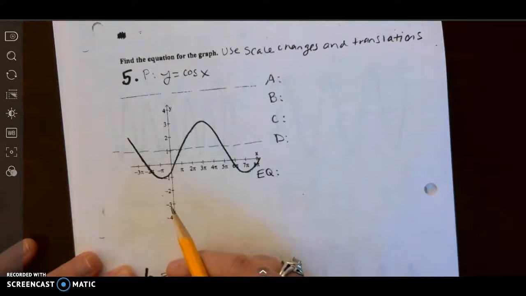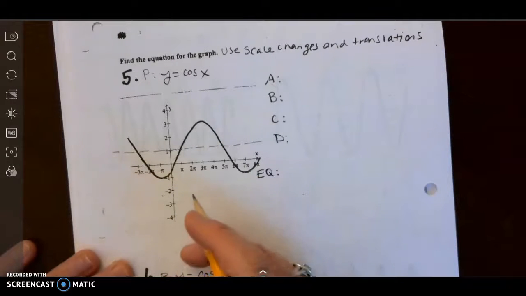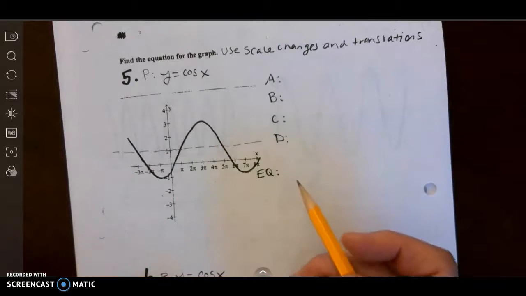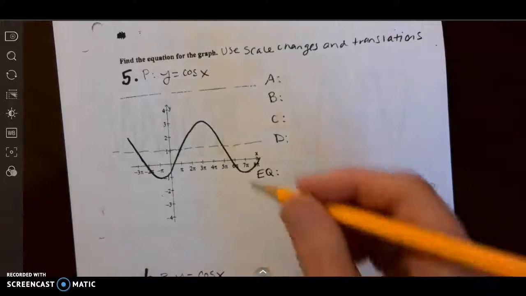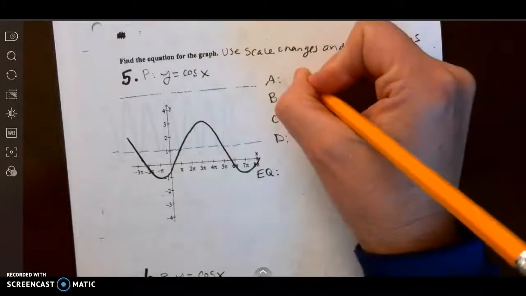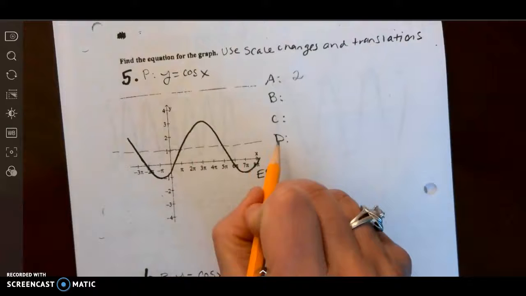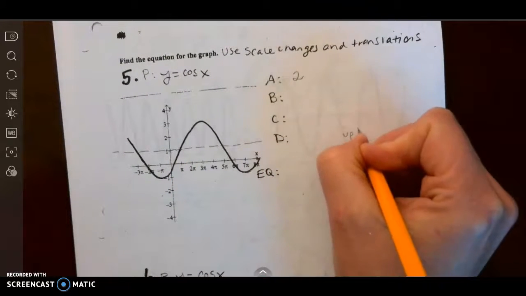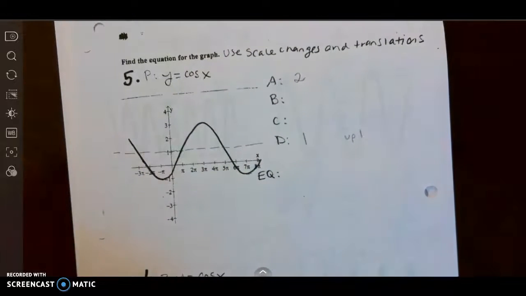I'm always amazed at people who turn in stuff where they'll put the axis somewhere where it's obviously not the same above and below, so always double check that. And so it's 2 above and 2 below. That is automatically my A value. And my axis is at +1. I went up 1, so it's 1 for the D value.